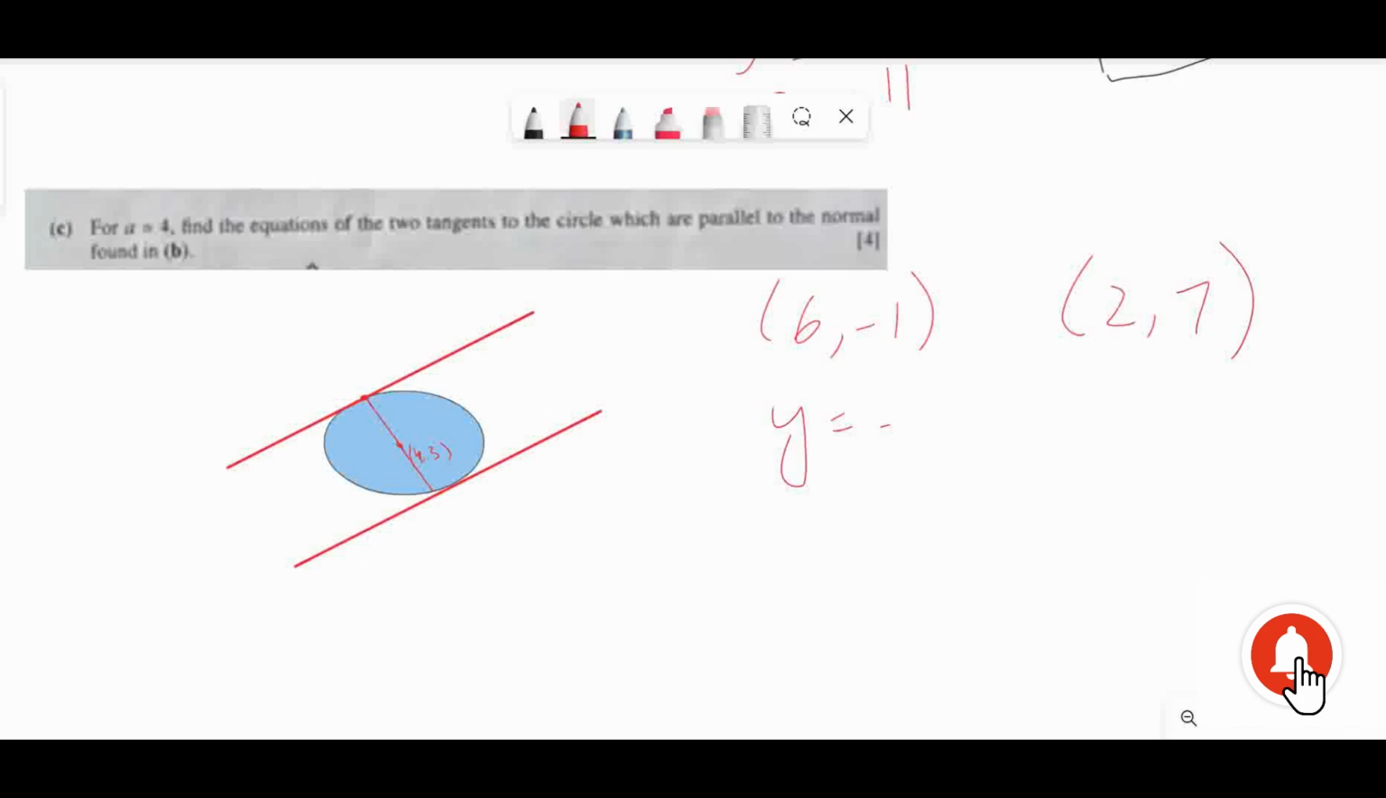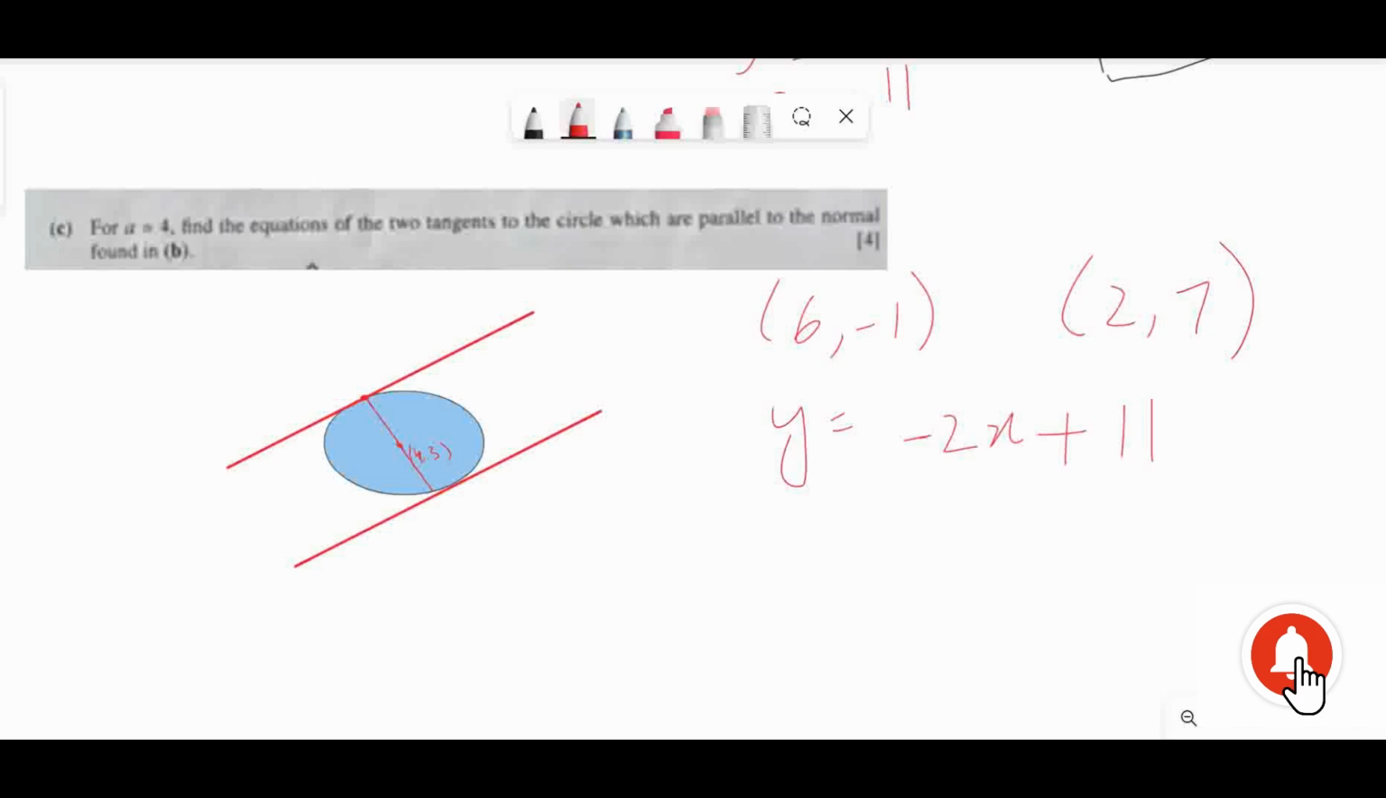So we have to use this gradient and the first point. This first point is 6 and minus 1. The gradient is 1 by 2. And we have 2 points. The first one is 6 and minus 1, and the other point is 2 and 7. So now we can find the equation of these two tangent lines.